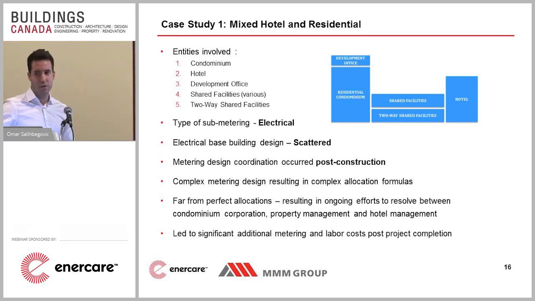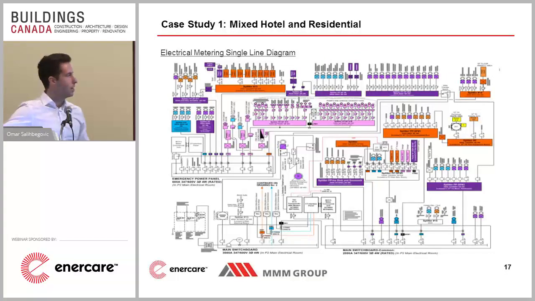So here is the electrical single line diagram for this project. I can spend 2-3 hours taking you through this, but I won't. It obviously didn't come color-coded like this. The color coding is a result of our discussions with the developers and the consultants. So everything that we've color-coded here in blue, you'll see over here, is dedicated to the condominium. Everything that's orange is hotel. Everything that's purple is a shared facility. Everything in pink is a two-way shared facility.